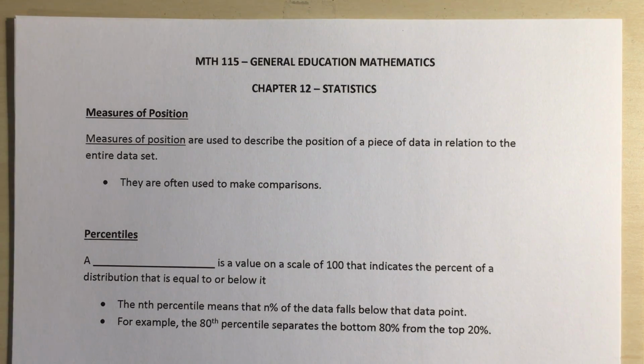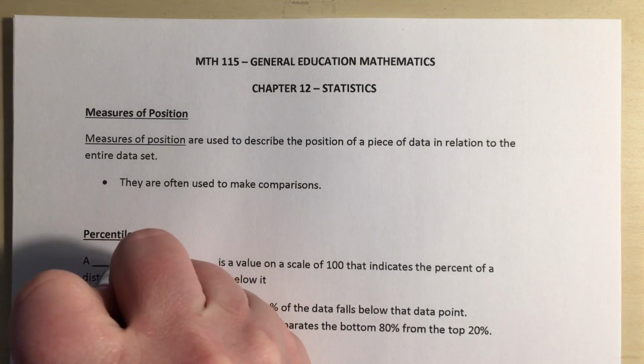Right, the next thing that we're going to talk about in this section is a little bit about measures of position. Measures of position are used to describe the position of a piece of data in relation to the entire data set. They are often used to make comparisons. So one type of measure of position that we're going to look at is going to be a percentile.